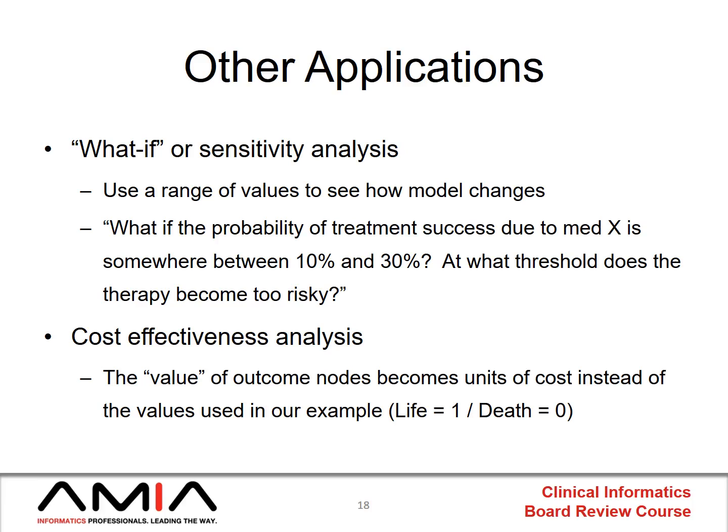Another type of application of this is a cost effectiveness analysis. And I hinted at this before, that we used life and death, expected values of ones and zeros. You can imagine quality adjusted life years. You could just as easily substitute dollars if you wanted to look at the cost of various therapeutic trajectories. And so this decision analysis technique, using these trees, is a way that you can actually do a cost effectiveness analysis as well.